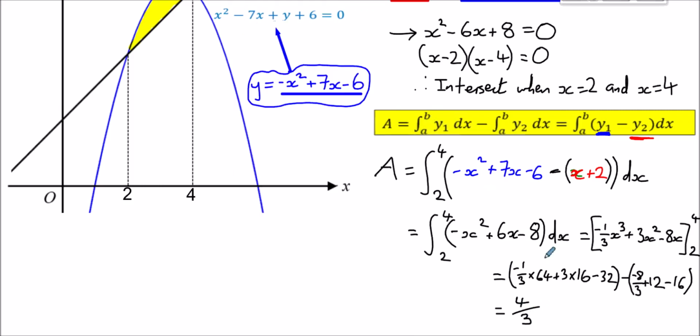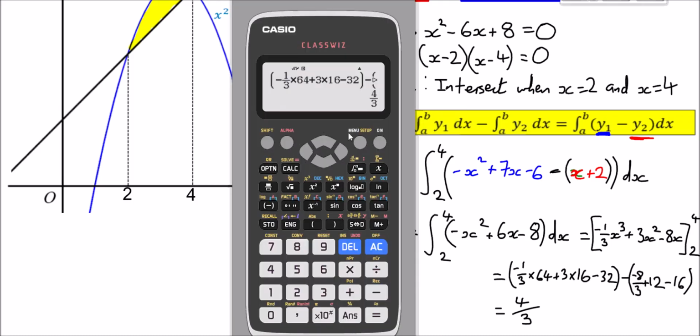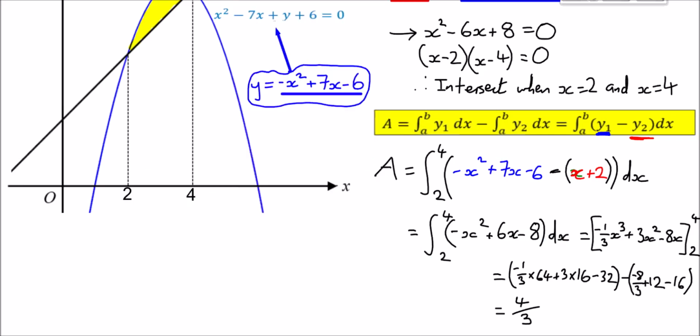Again, for you class whiz savvy people, we could have done it like this, straight off the bat. Press that button here, type in the limits 2 and 4, and type in the function and let it just do all the hard work for you. So the function we had was minus x squared plus 6x minus 8. Whoops, made a mistake there. And we get 4 thirds, exactly the same, but just much easier. So that's one way of doing it. I did mention I'll show you another way as well.